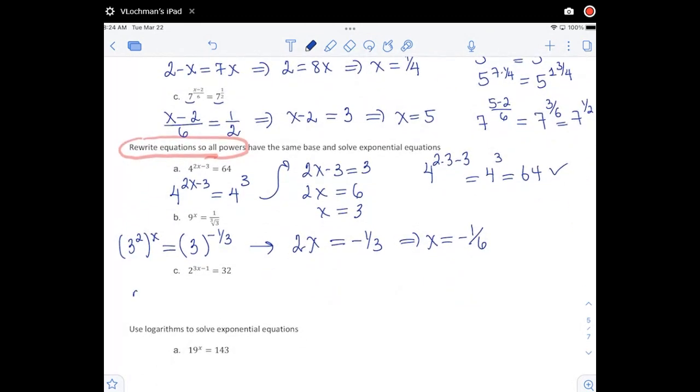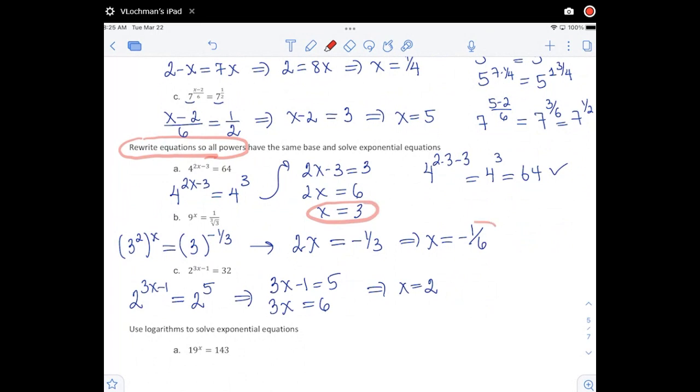Here I have 2 raised to the power 3x minus 1. 32 is the fifth power of 2, right? So this is 2 to the 5. And now we just set our exponents equal to each other and solve for x. In this case, we get x is equal to 2. Let me go ahead and highlight our answers. So for the first one, we got 3, -6 for the second, and +2 for the third.